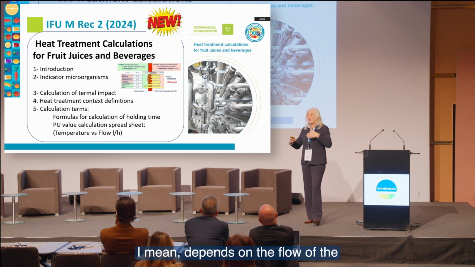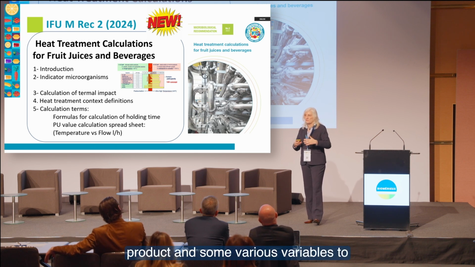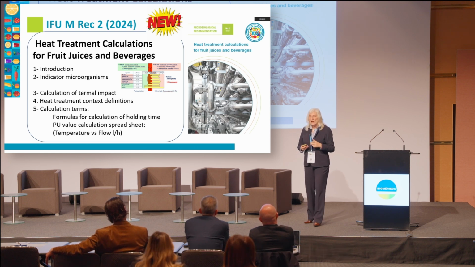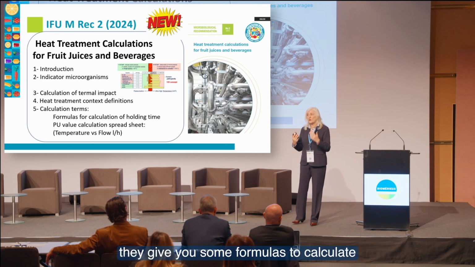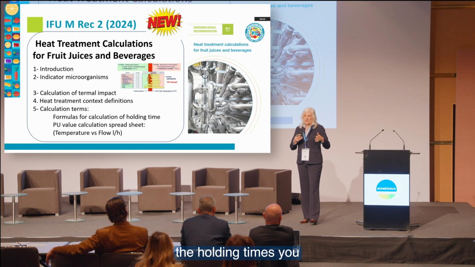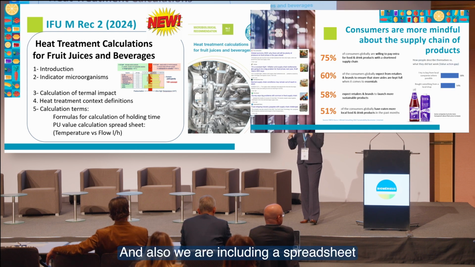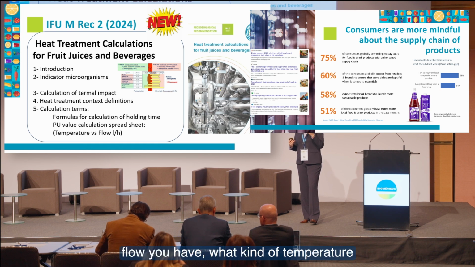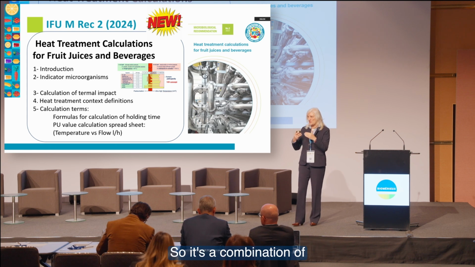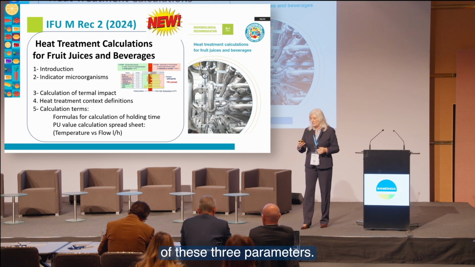I mean, it depends on the flow of the product, and there are some various variables you have to take into account. And at the end, this recommendation gives you some formulas to calculate the holding times you should have in your processing. And also, we are including a spreadsheet as an example to see with what kind of flow you have, what kind of temperature and holding times you should have. So it's a combination of these 3 parameters.